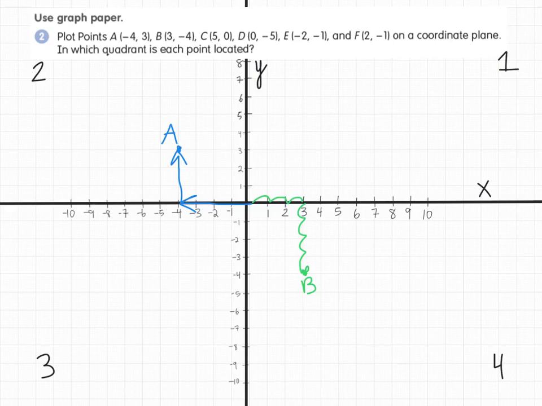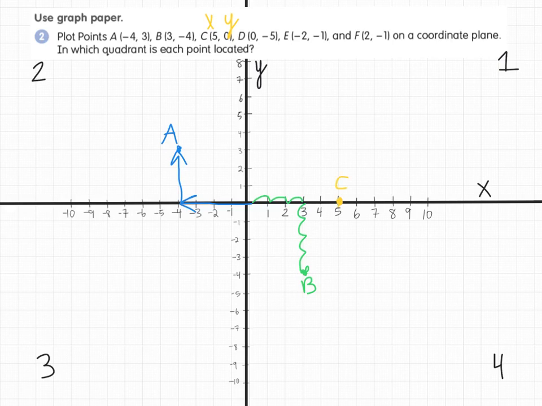Point C is going to be 5, 0. I'm going to remember that the x's come first and the y's come second. So I'm going to find the 5 for the x, and I'm not going to go anywhere since it's 0 for the y. So this is going to be point C right here.